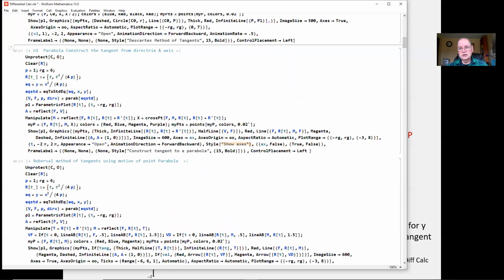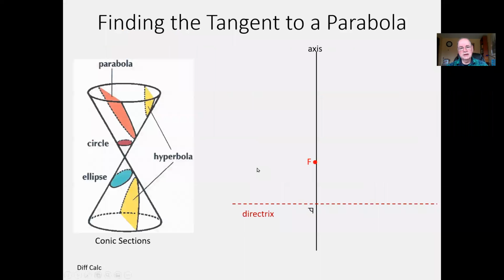Okay, so let us continue on. One more person before we get to Descartes, and that's Roberval. This is very, very clever and very important because this work here will lead to Newton's version of the calculus. That's why I want to show this. And this is the work of Roberval.